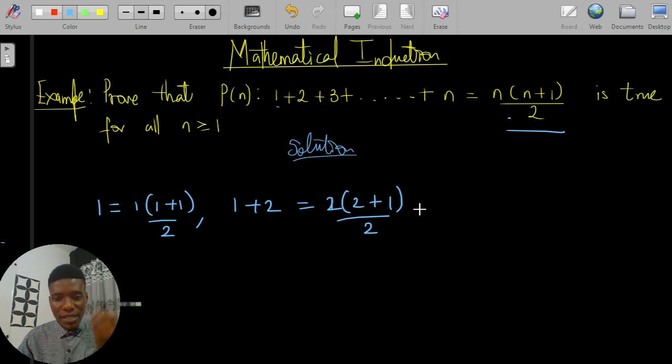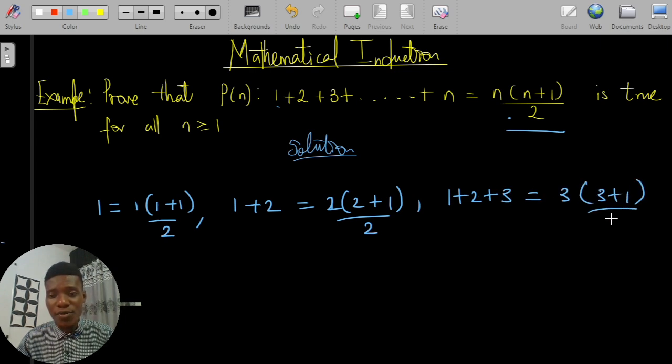If you move to the next one, 1 plus 2 plus 3 must also be equal to 3 into 3 plus 1 over 2. Let's check if these things are true. Now, if you check this, it is true. If you also check for this, it is true. If you check for the next one as well, it is true.